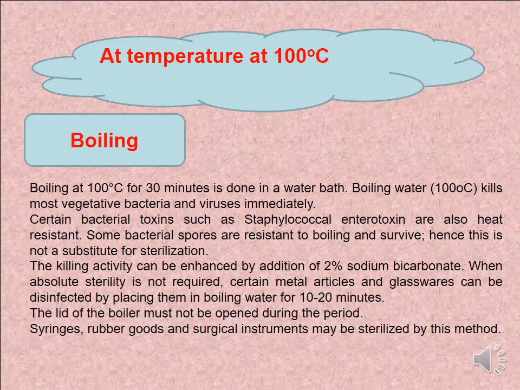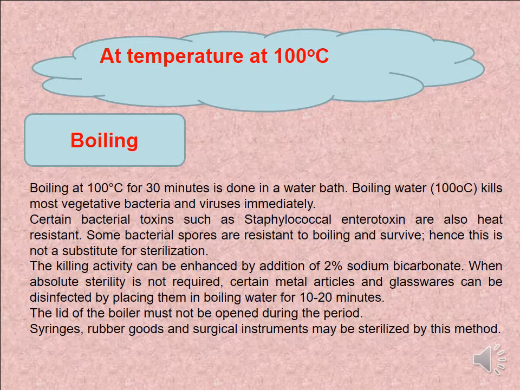Now, moist heat at a temperature of 100 degrees, that means boiling. Boiling at 100 degrees for 30 minutes is done in a water bath. Boiling water, 100 degrees centigrade, kills most vegetative bacteria and viruses immediately. Certain bacterial toxins such as staphylococcal enterotoxin are also heat resistant. Some bacterial spores are resistant to boiling and survive. Hence, this is not reliable for sterilization.